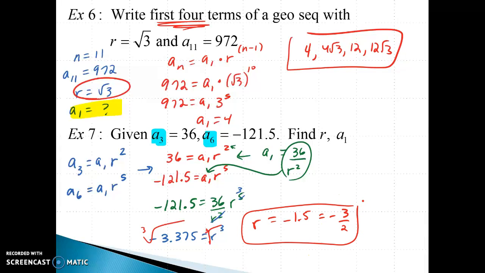All right, so I'm almost done. Now I just have to find my a sub 1. So now, since I know that a1 equals 36 divided by r squared, I can just plug in my r value and square it and divide, and I find out that my first term is going to be 16.